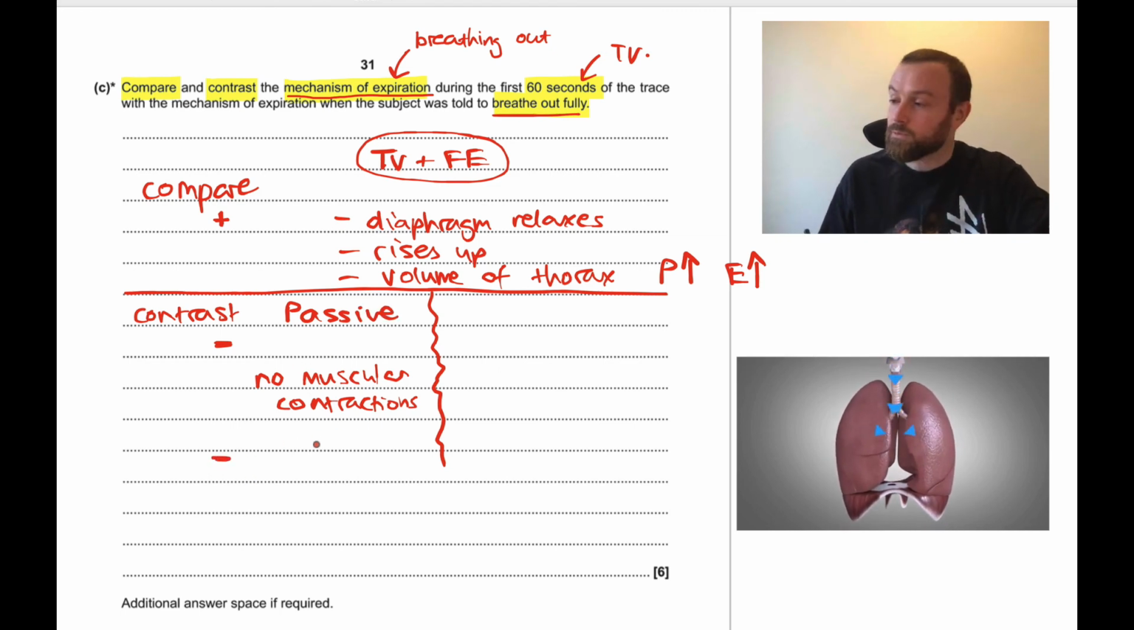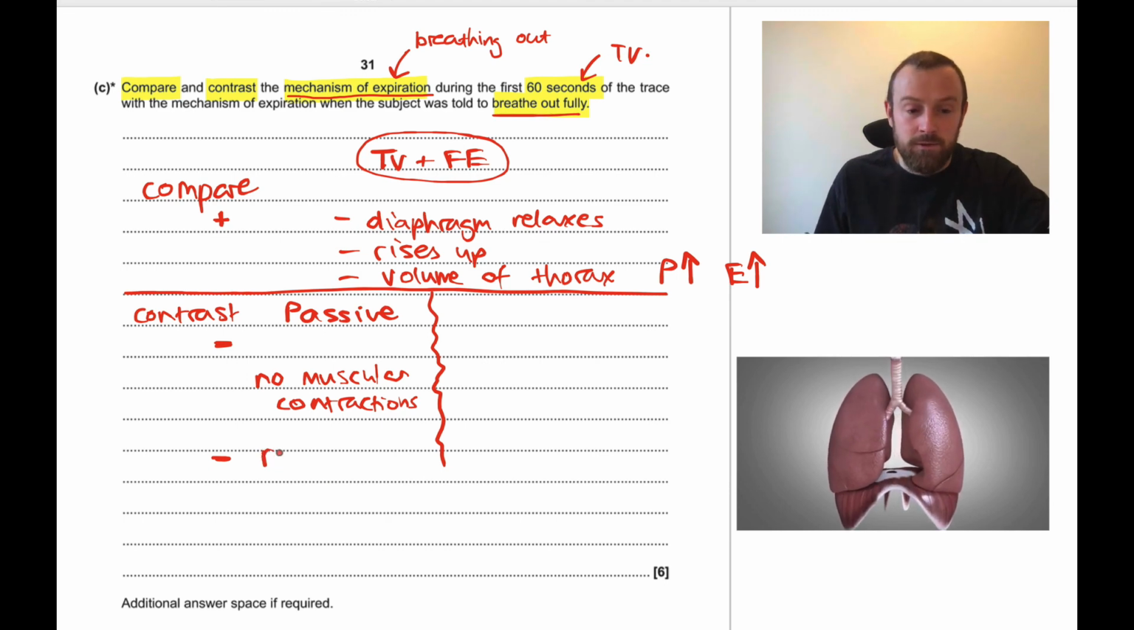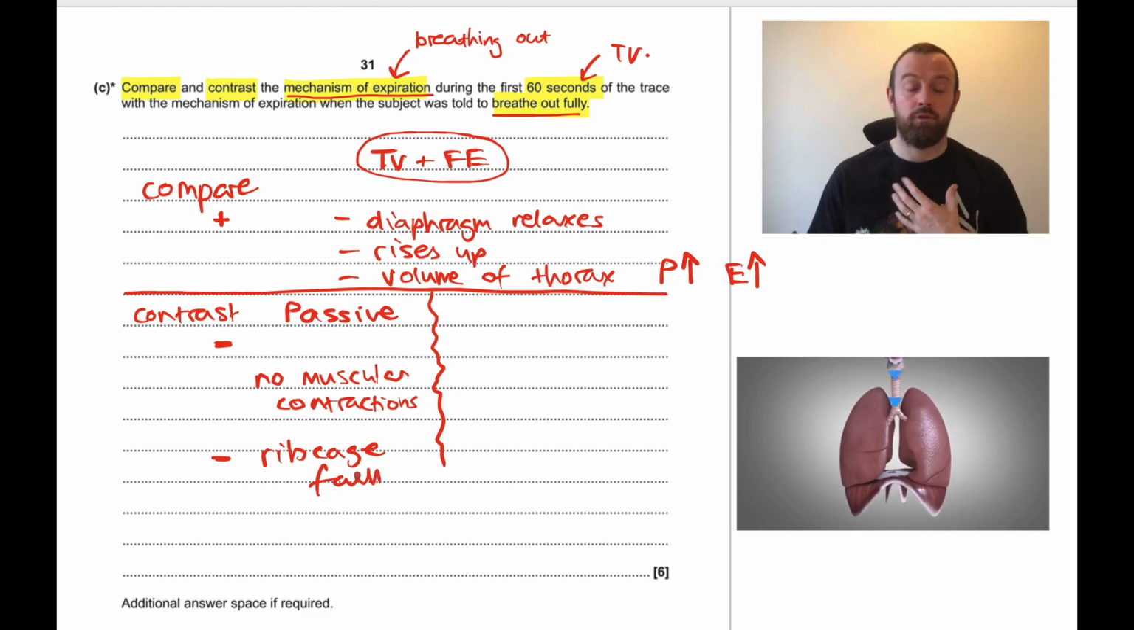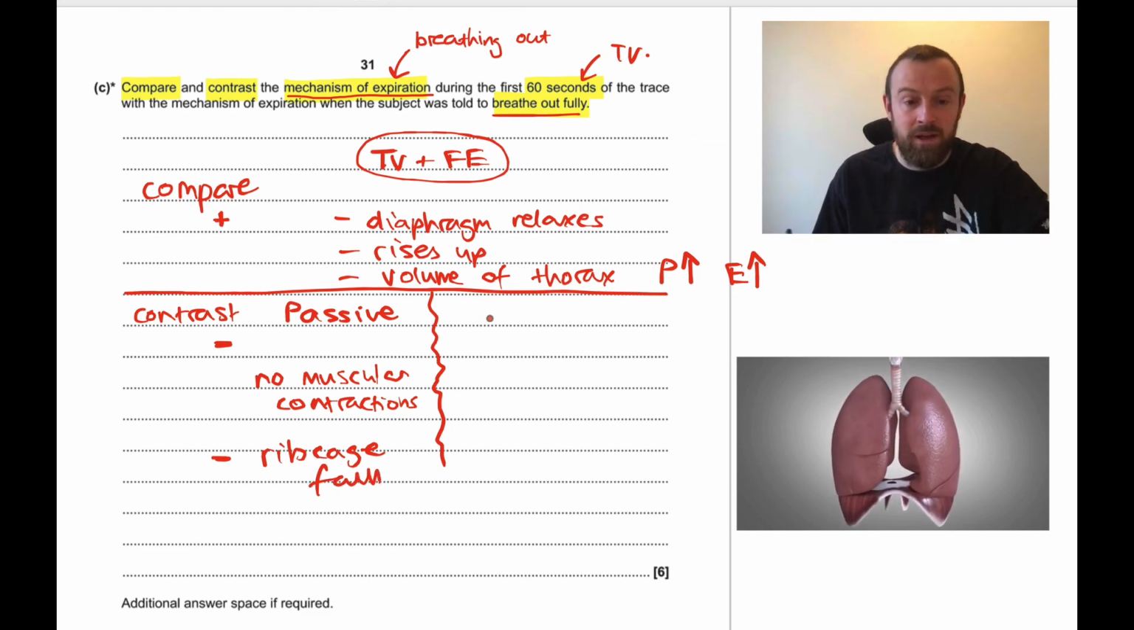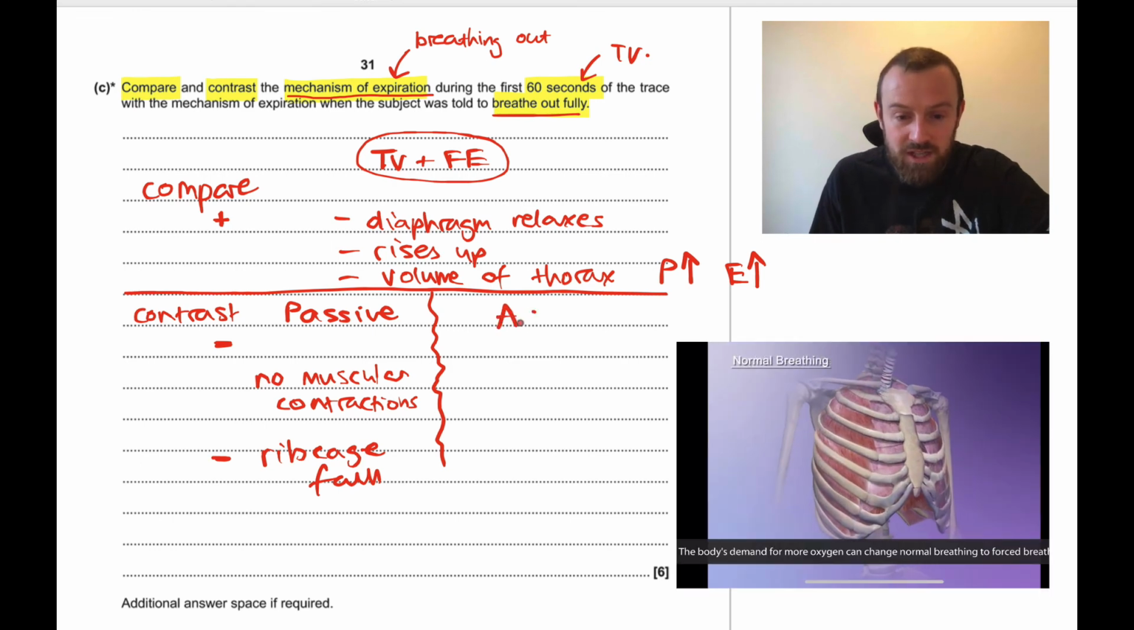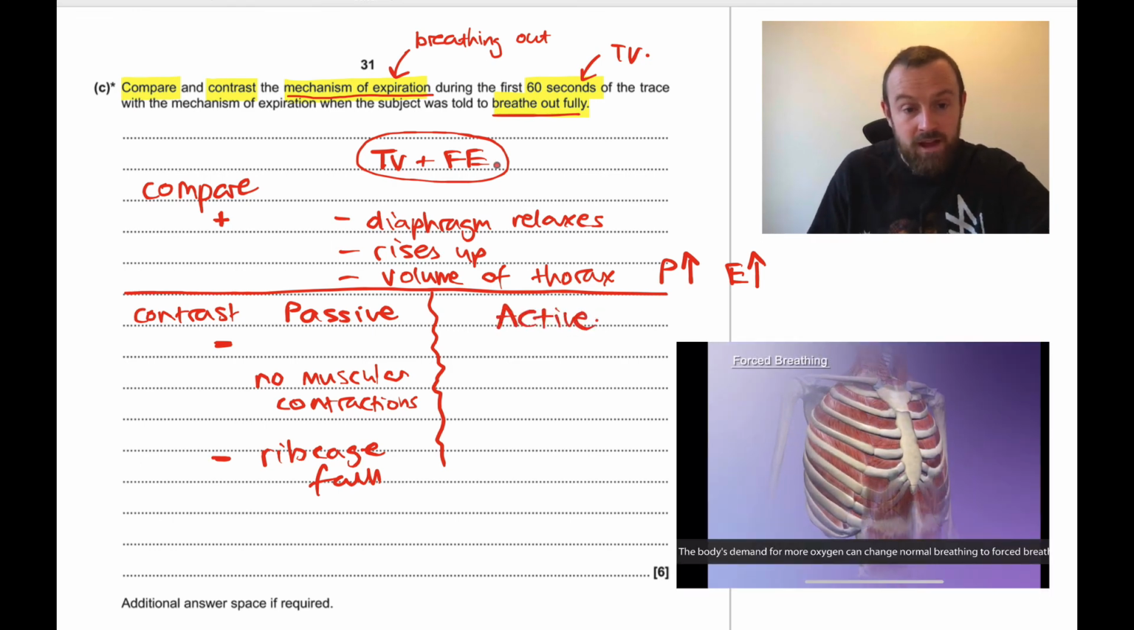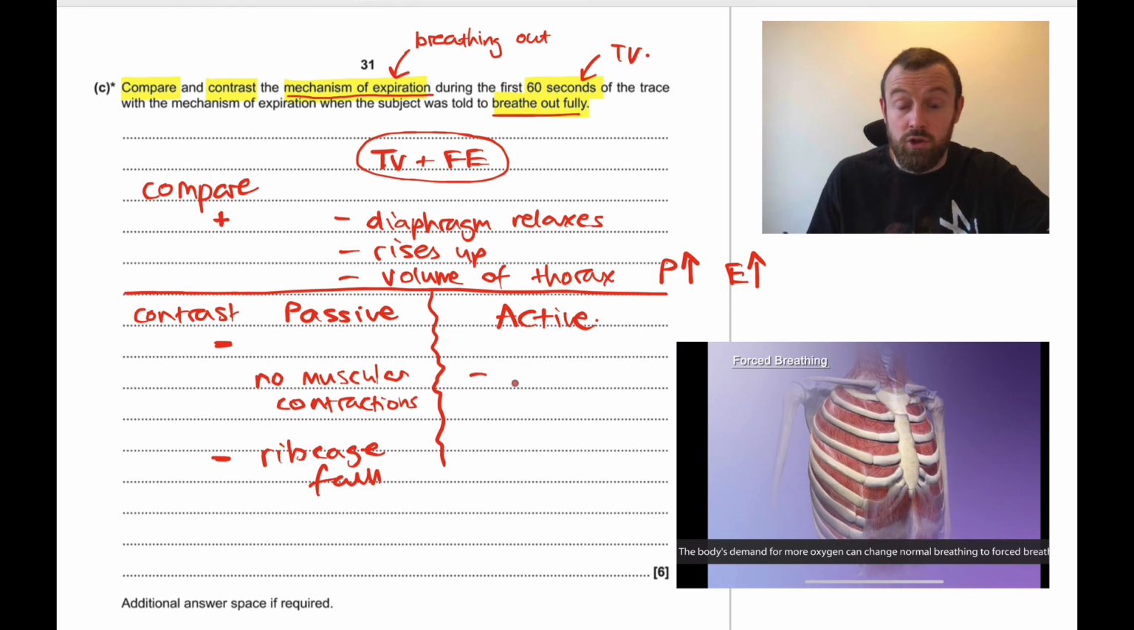And also, when we're doing it passively, the rib cage can just passively fall because it has weight. So your rib cage can just passively fall. However, if you're doing forced expiration, FE, forced expiration, then you contract your intercostal muscles.